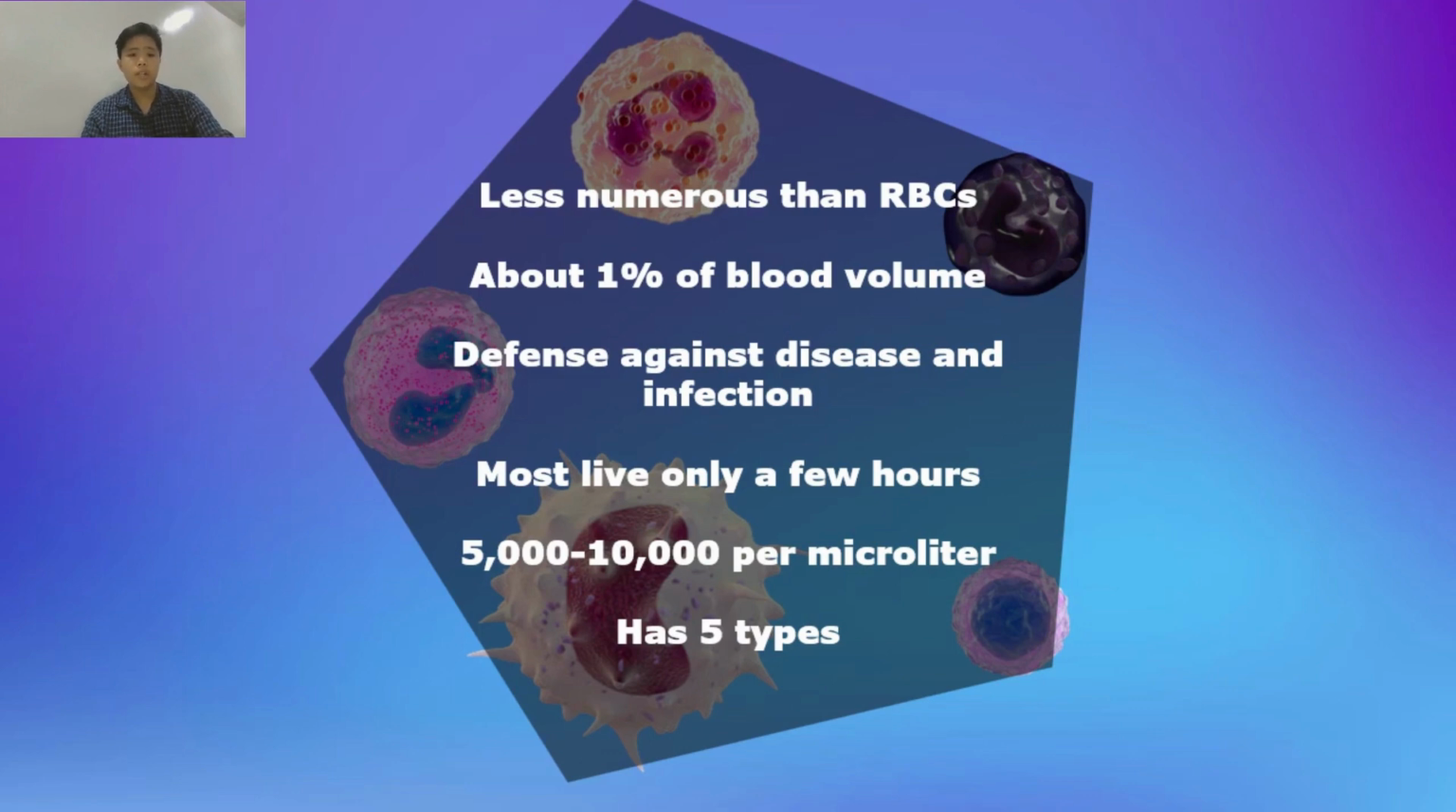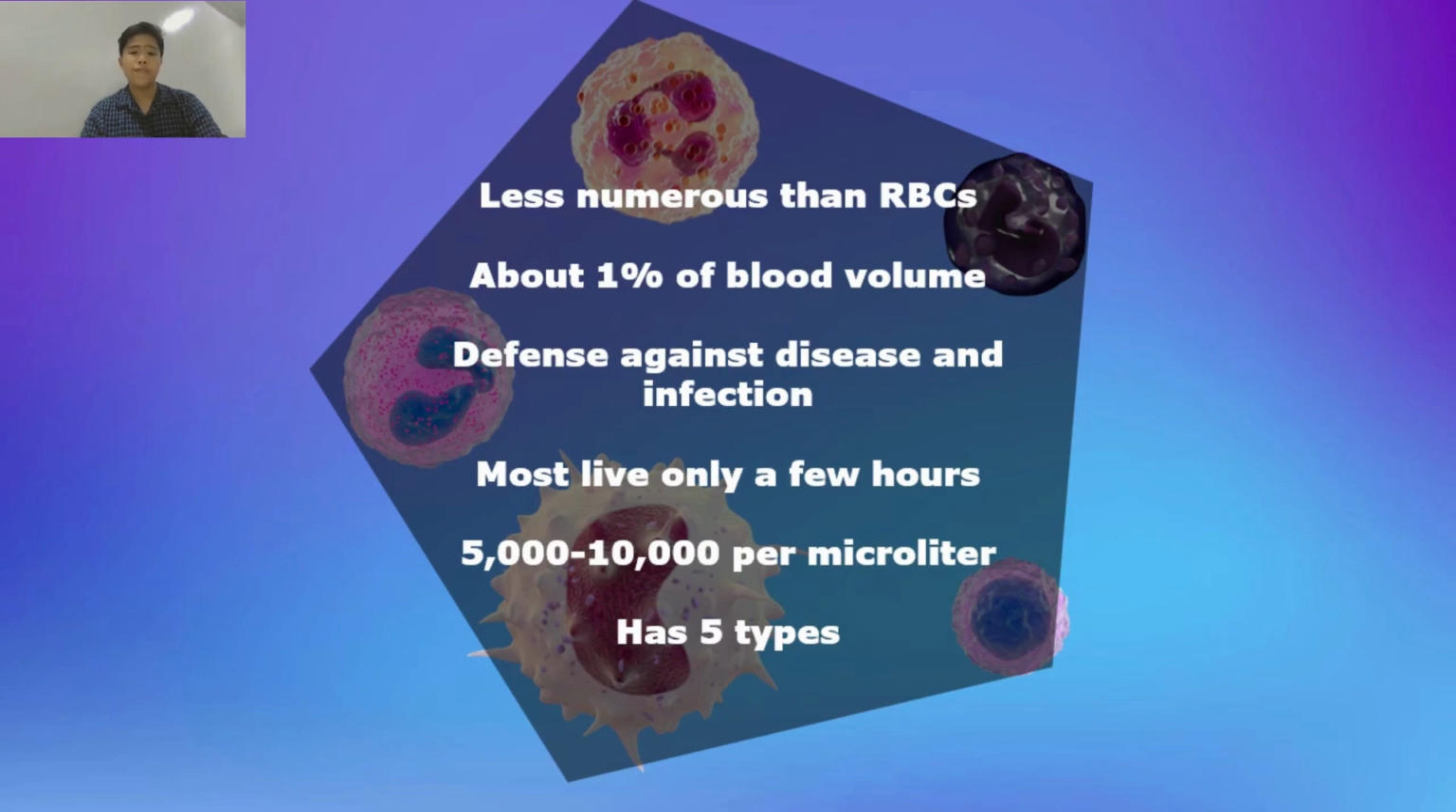And since WBCs are the blood's enforcers, they are the ones responsible for defending the blood against pathogens, such as bacteria and viruses. Sadly, most of our WBCs live for only a few hours to a few days, because they are constantly involved in the body's immune response, and they undergo significant wear and tear during this process. And per microliter of blood, there are approximately 5,000 to 10,000 WBCs.